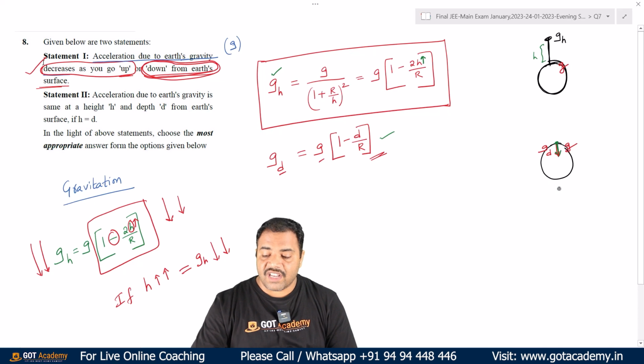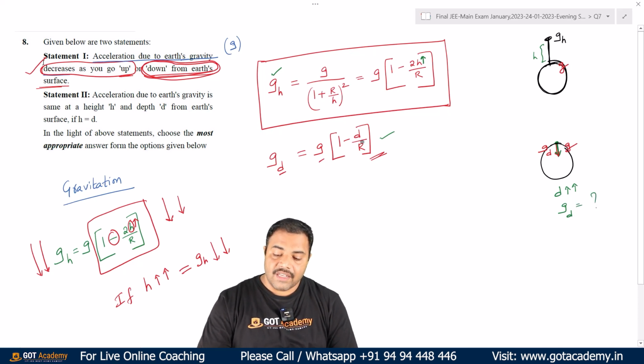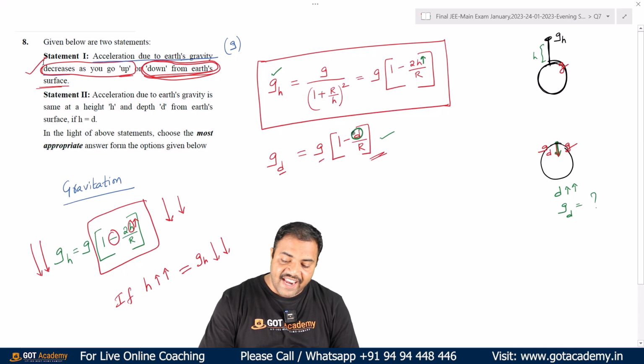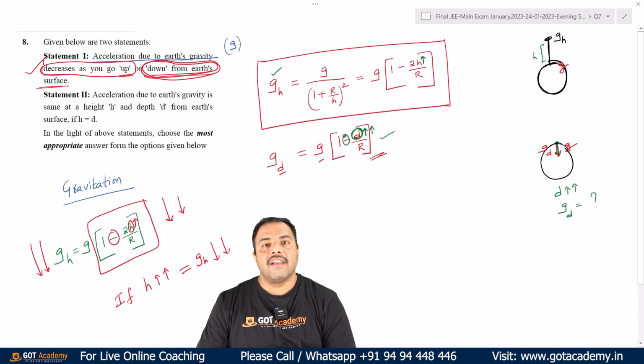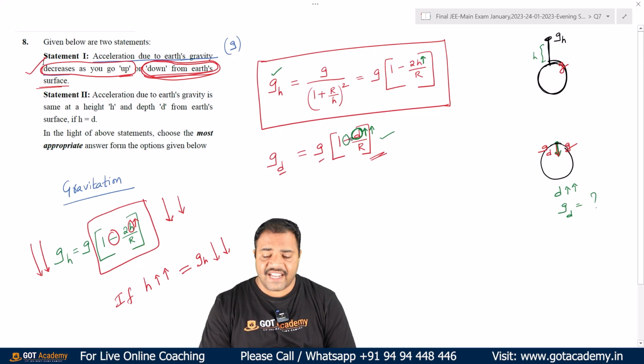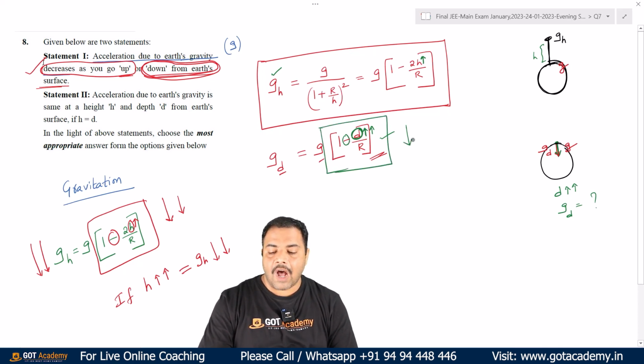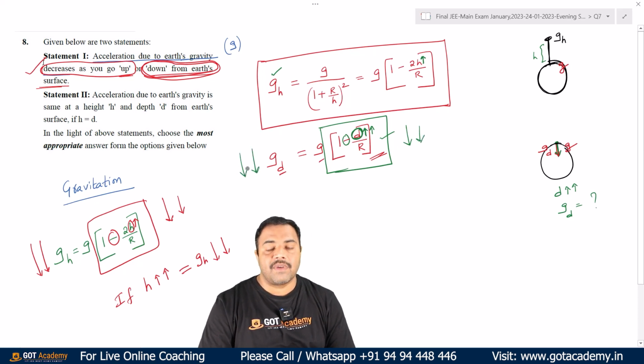Now as we go down, that is, d has been increasing. So what happens to this g at a depth d? Look at this formula. This d is increasing, again the same thing happening. If d is increasing, the negative part is increasing. So when the negative part is increasing, the difference is increasing, and the whole result has to come down. It means g at a depth d has to come down.